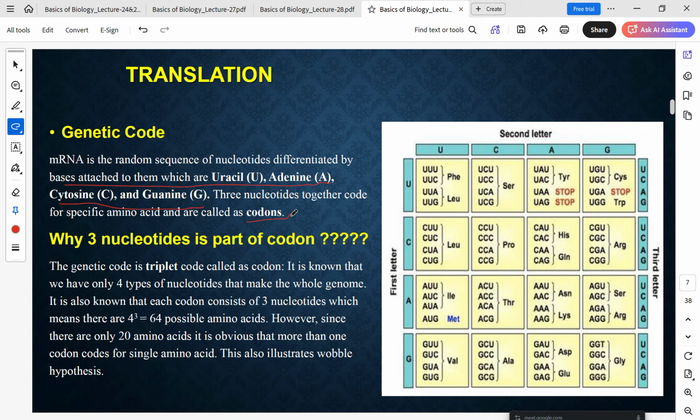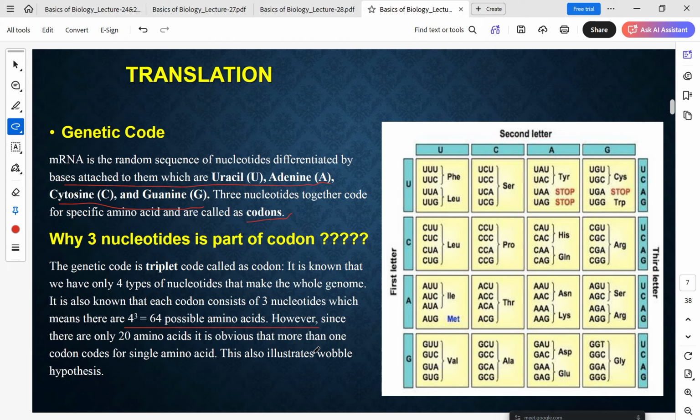If it was 1, you can only have 4 amino acids. If it was 2, you can have 4 to the power 2, 16 amino acids. But in reality, there are 20 amino acids with some exceptions. Because there are 20 amino acids, the codon needs to be a triplet. So 4 to the power 3 gives 64 possible codons. There are 20 amino acids, so there is some redundancy or degeneracy between different sequences.